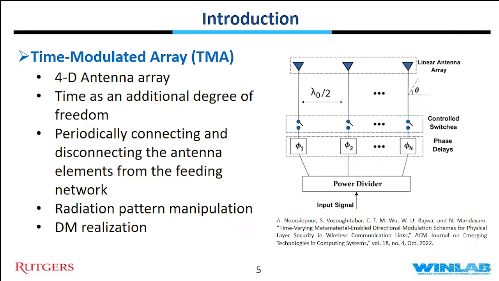Time-modulated array is one of the ways to provide directional modulation. This type of array is called four-dimensional antenna array because time is used as an additional degree of freedom to manipulate the radiation pattern of a transmitter. And this can be done by putting pin diodes as RF switches in each branch of a phased array, and then periodically connecting and disconnecting the antenna elements from the feeding network. So if you can design these sequences correctly, then you can achieve directional modulation.